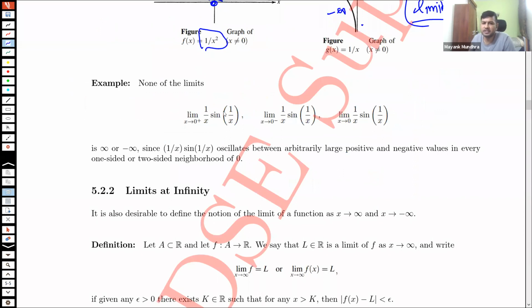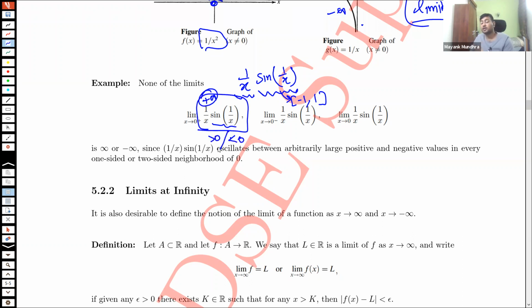But let's look at this function, 1 by x sine 1 by x. Now this part is oscillating, whereas this part is going towards positive or negative infinity. So this part is oscillating between -1 and 1, so it can be both positive or negative. Whereas at 0 plus, this thing I know is going to positive infinity. So positive infinity multiplied by something which can be positive or negative means that this function itself can be both positive or negative. So I cannot comment anything on this particular function, 1 by x sine 1 by x. It can go any way.